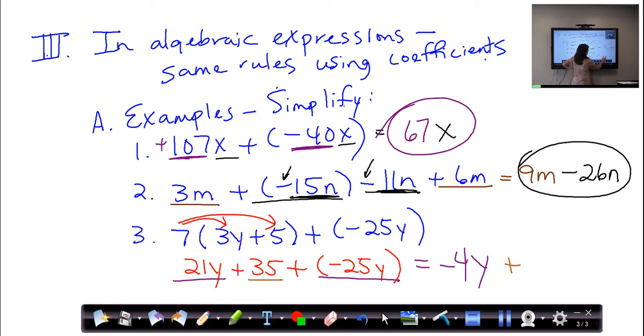So we're going to carry him over. And remember, the sign in front's the sign that goes. That's the name tag, guys. It's very important that you keep that name tag on there.